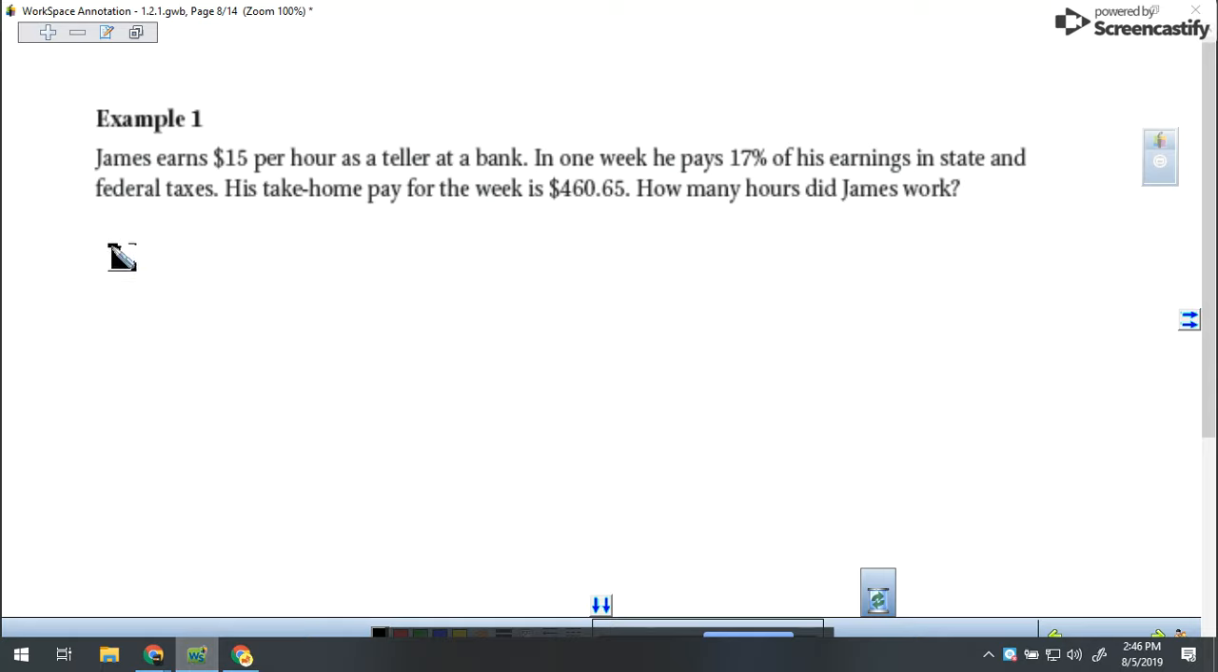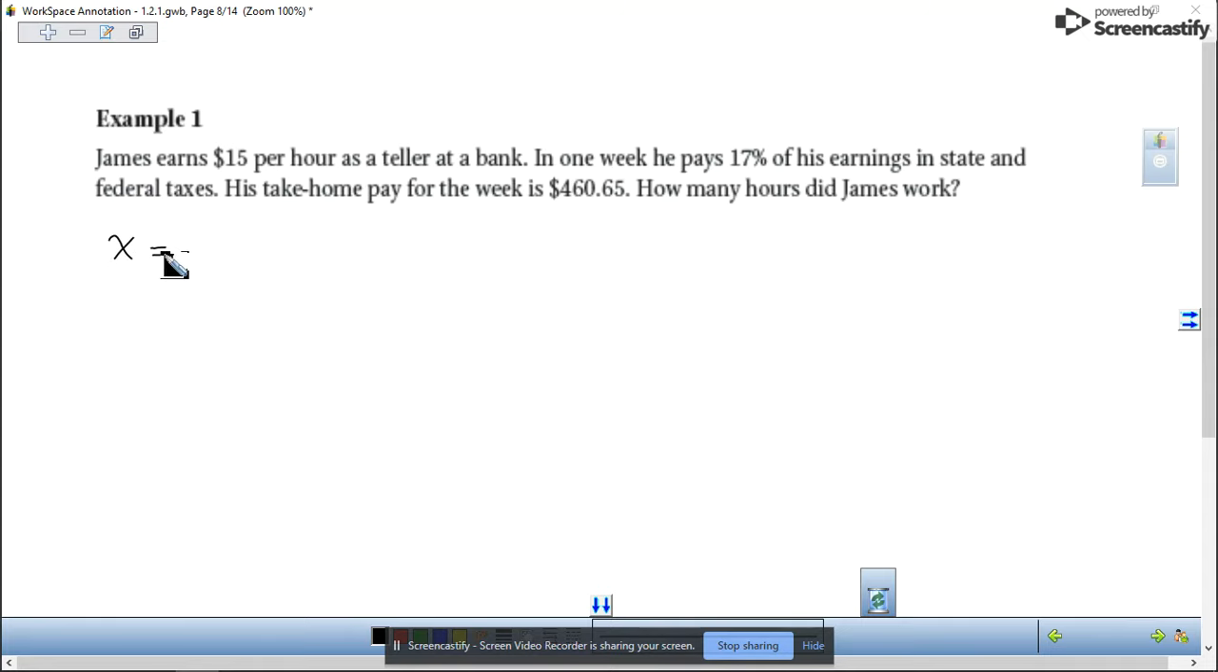So, start with what you don't know. X is the number of hours. All right, now let's start putting that together into an equation for what we do know. First off, how much does he earn per hour? He earns $15 per hour. So that would be represented by 15x, $15 times the number of hours he's going to work.